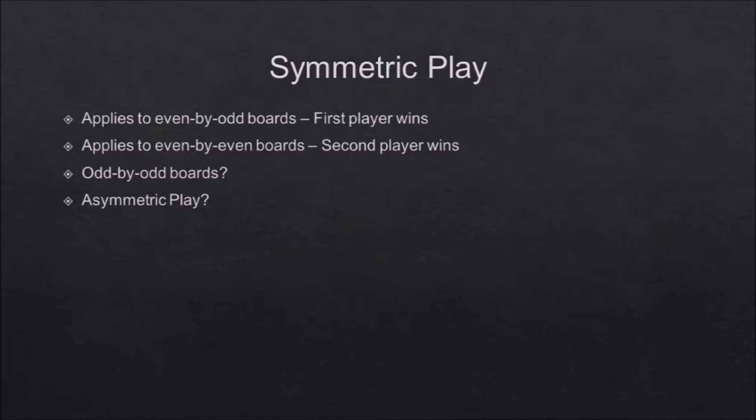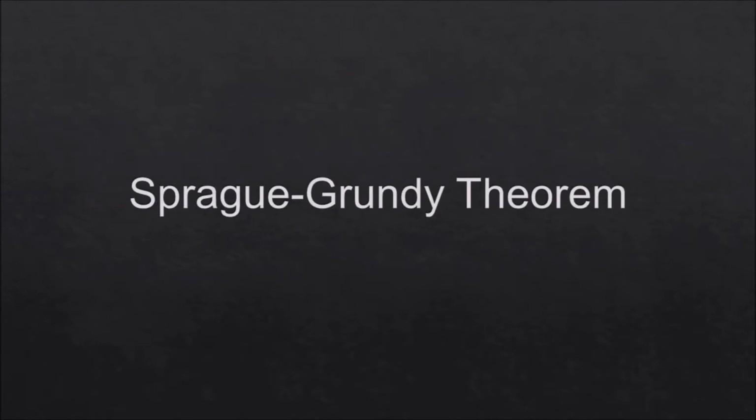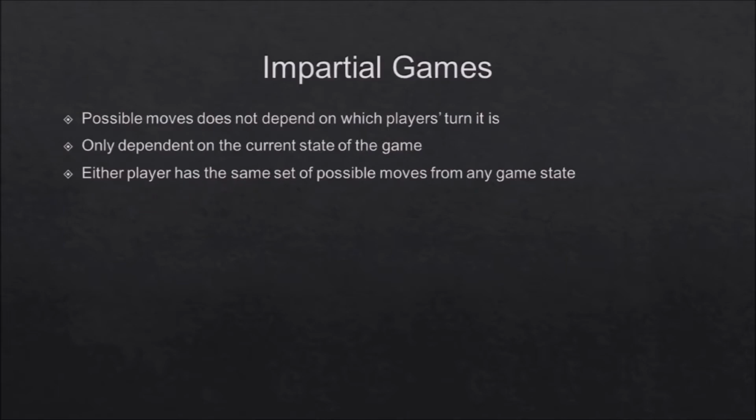In order to answer these questions, we explore a theorem in combinatorial game theory called the Sprague-Grundy theorem. The Sprague-Grundy theorem is a theorem that applies to all impartial games. An impartial game is one in which the possible moves are independent of which player's turn it is, and only dependent on the current state of the game. Either player has the same set of possible moves from any given game state.